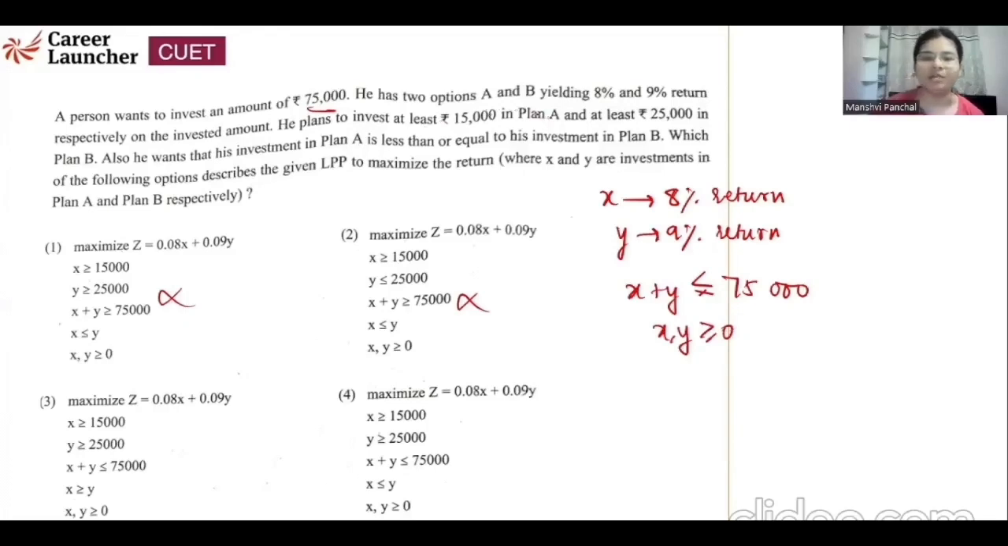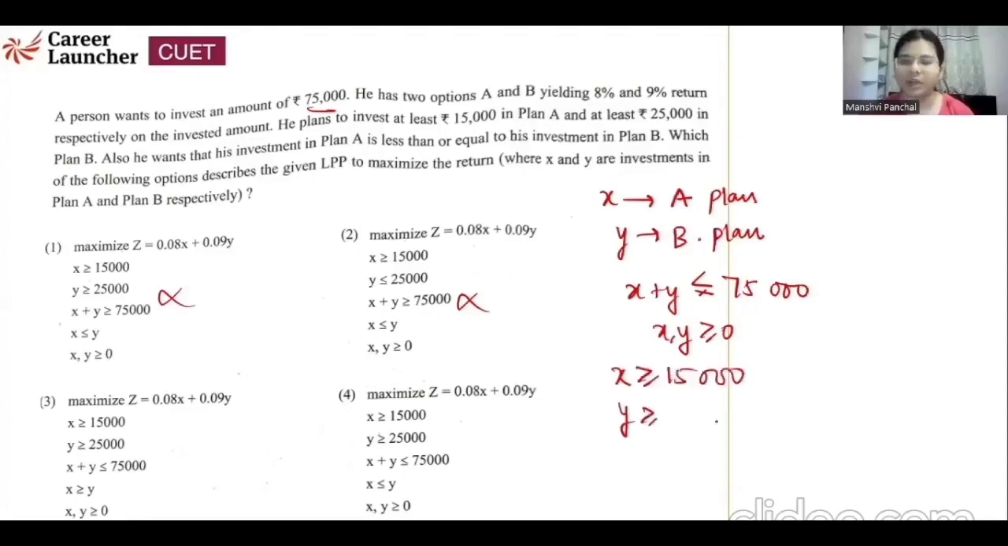So he plans to invest at least 15,000 in plan A and at least 25,000 in plan B. It means that X is basically the money that he is taking in plan A, and Y is the money that is going in plan B. So X must be greater than or equal to 15,000, and Y should be greater than or equal to 25,000, right? All of this is correct.